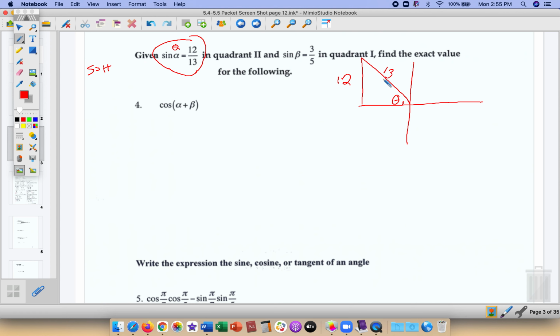Now when we look at the second part, it says sine, and we'll call this theta 2, is equal to 3 over 5. Since it's sine, again, it's opposite over hypotenuse. So we're going to draw another triangle in quadrant 1. Theta is down here by the origin, so we're going to call this theta 2. And opposite is 3. Hypotenuse is 5. And we could do the Pythagorean theorem, or this is a 3, 4, 5. To the right is positive 4, up's positive, hypotenuse positive.